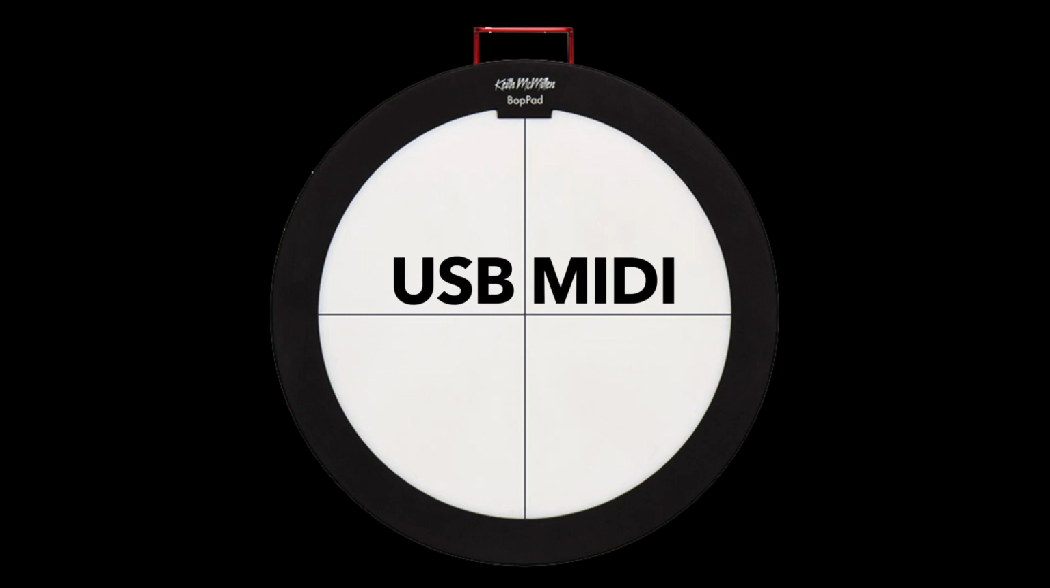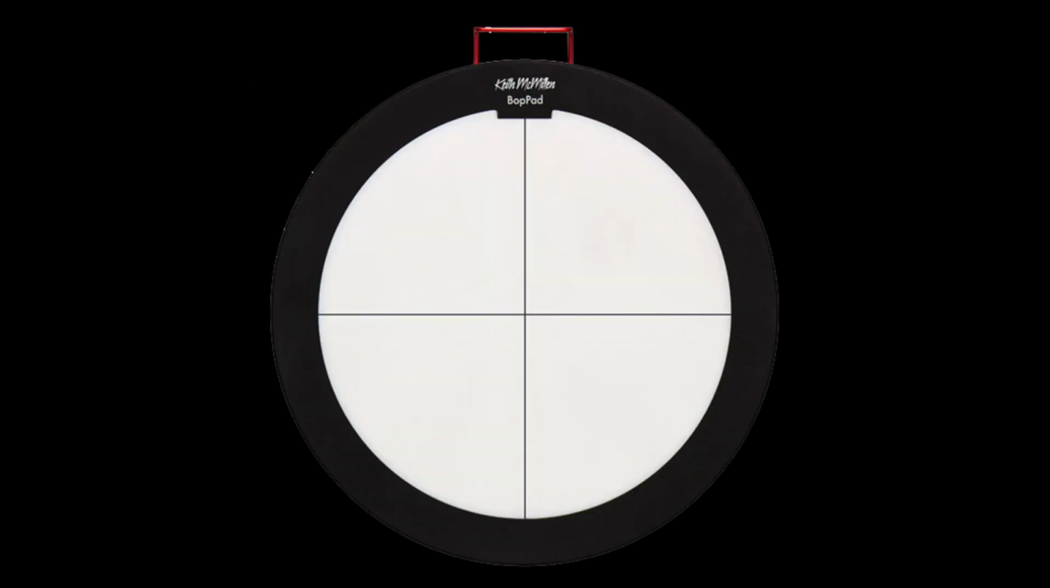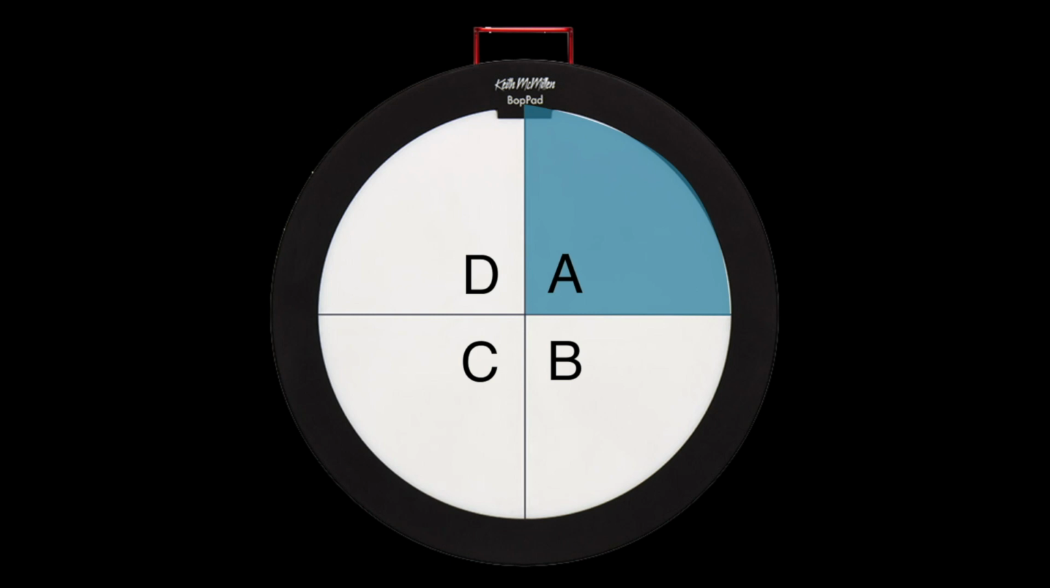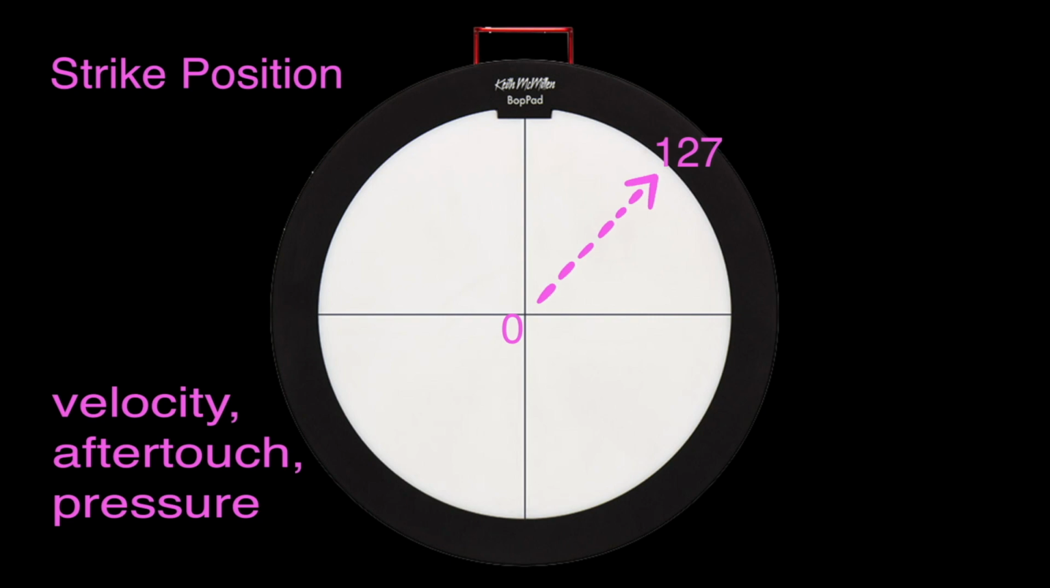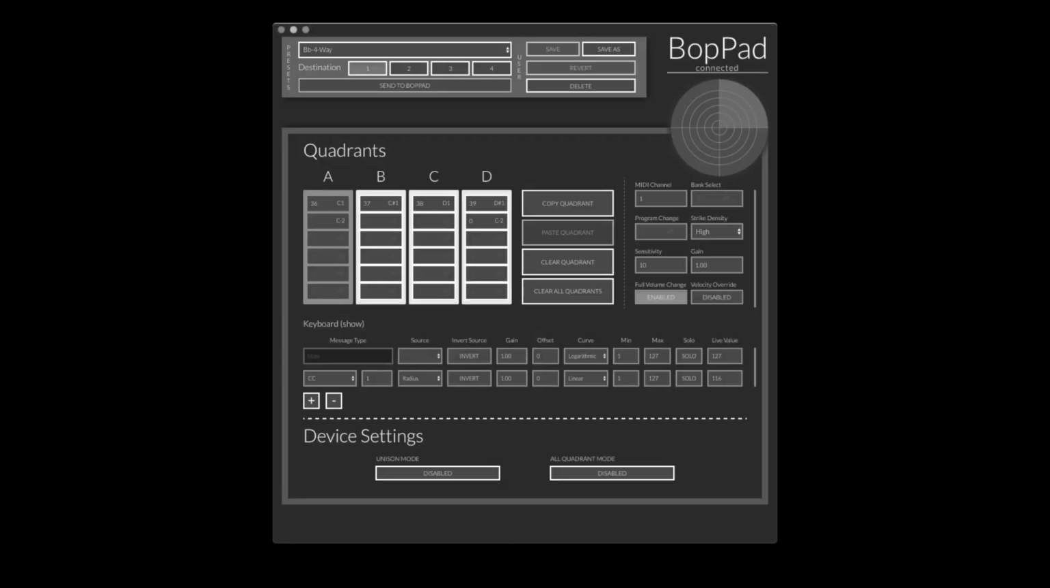The BopPad is a USB class-compliant MIDI controller that you can connect directly to the device port on the rear of the black box. The BopPad is unique in that it can be configured as a one-zone trigger or as 4 one-zone triggers. It can also send MIDI CC data based on strike position as well as other common MIDI modulation signals. You will need to download the BopPad software from Keith McMillen in order to configure the various settings.